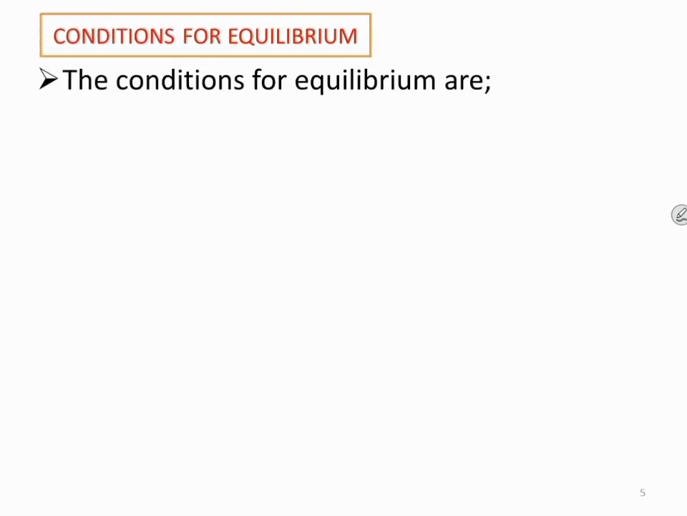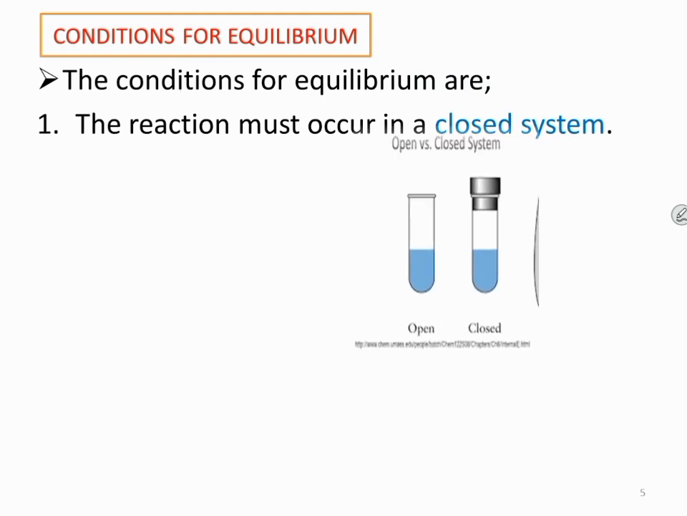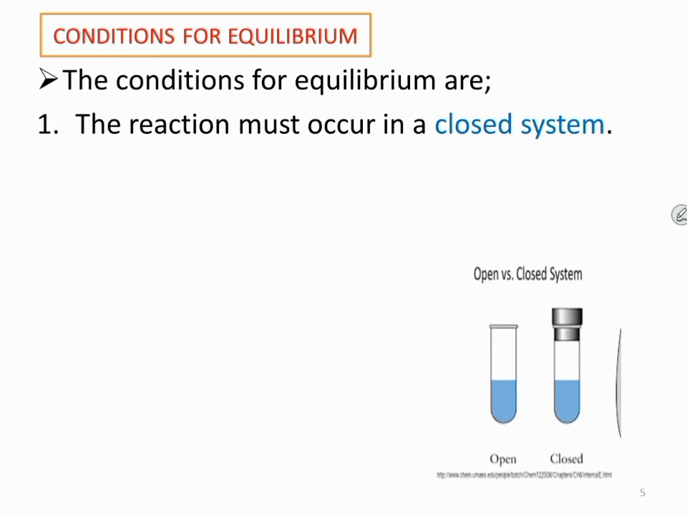All right, conditions for equilibrium. What are the conditions in which equilibrium will occur? Some of us already have this in mind because I've shown you a little illustration at the beginning. The conditions for equilibrium are, one, and which is the most important, the reaction must occur in a closed system. The system has to be a closed one because equilibrium cannot occur in an open system. It is impossible for equilibrium to occur in an open system. It has to be closed.